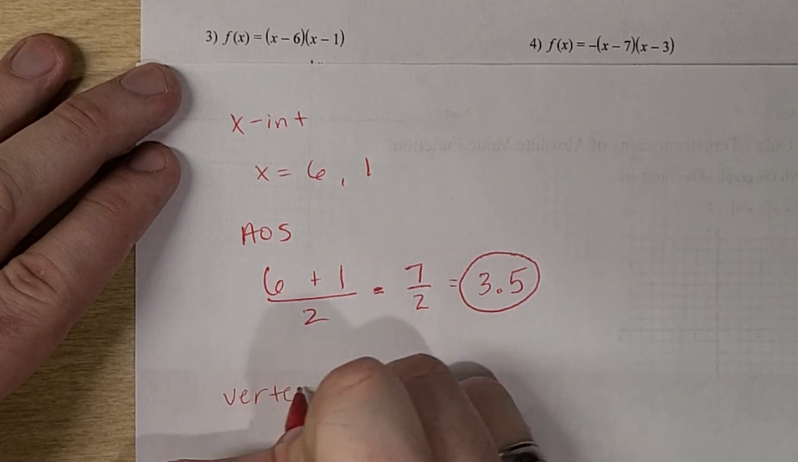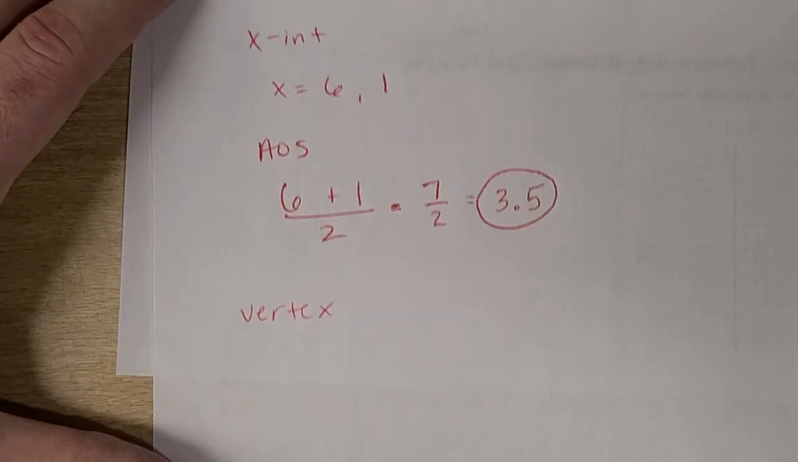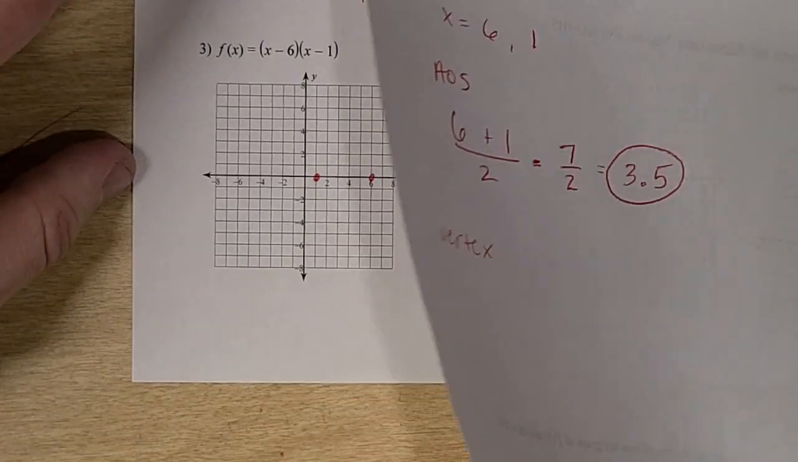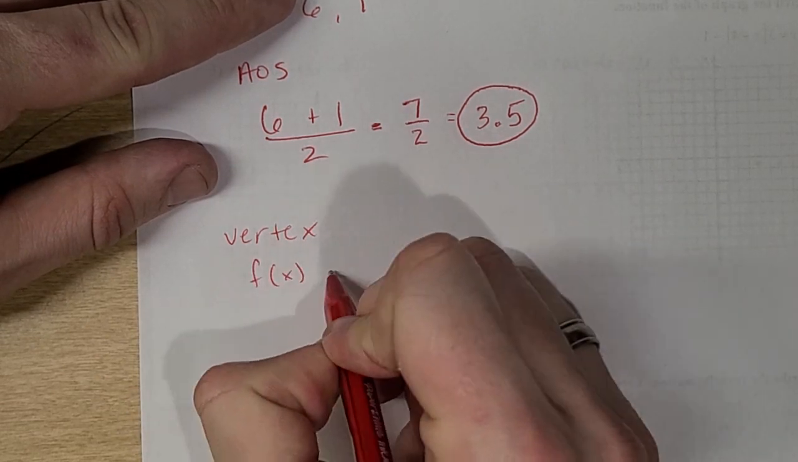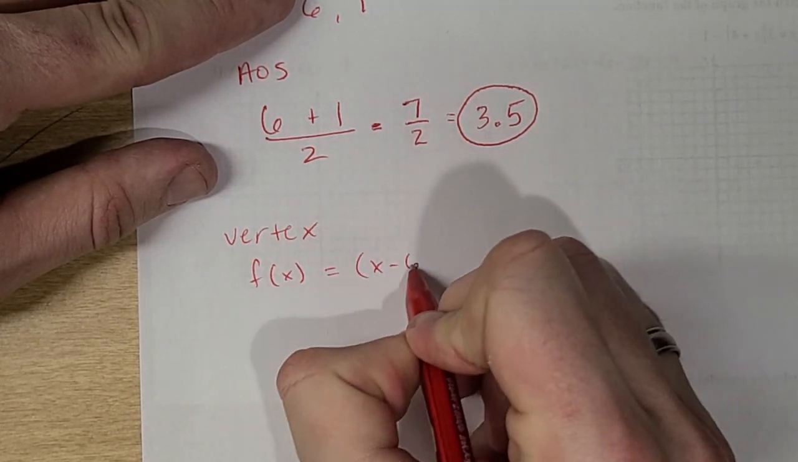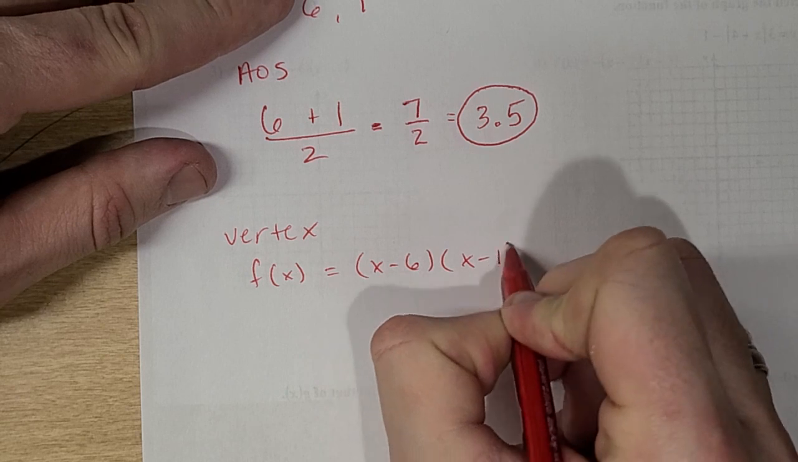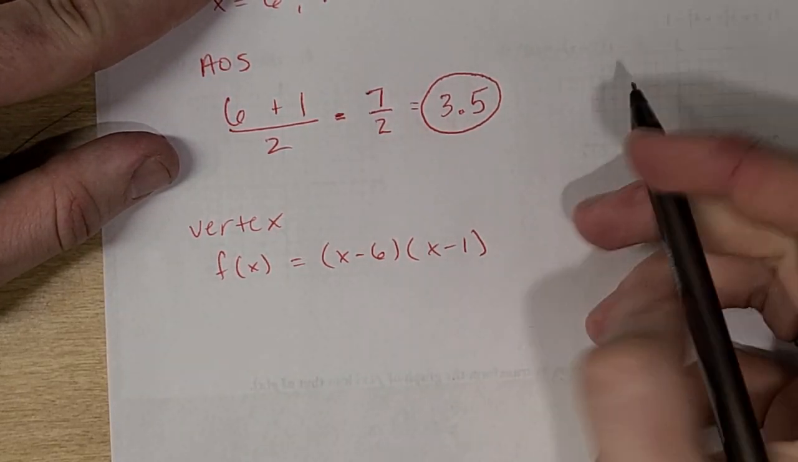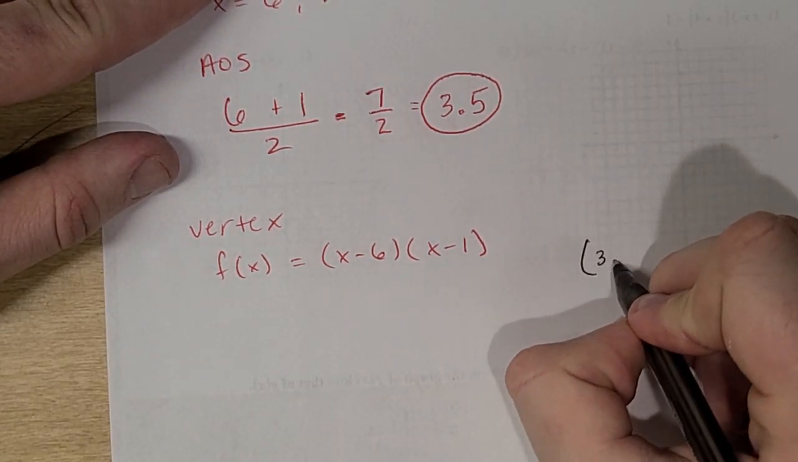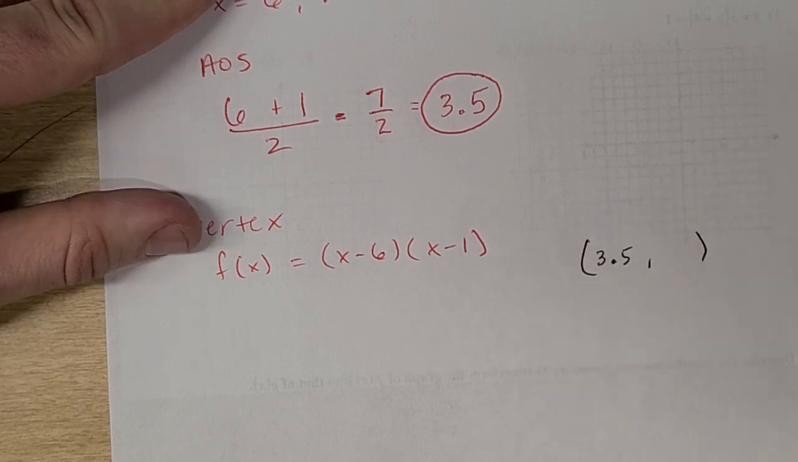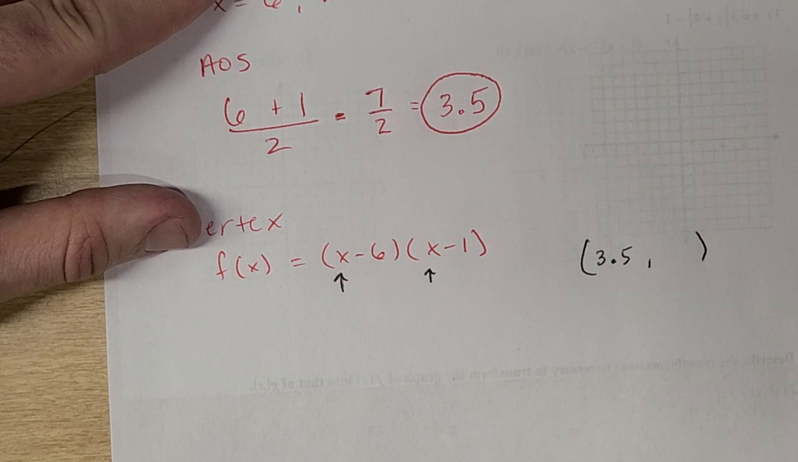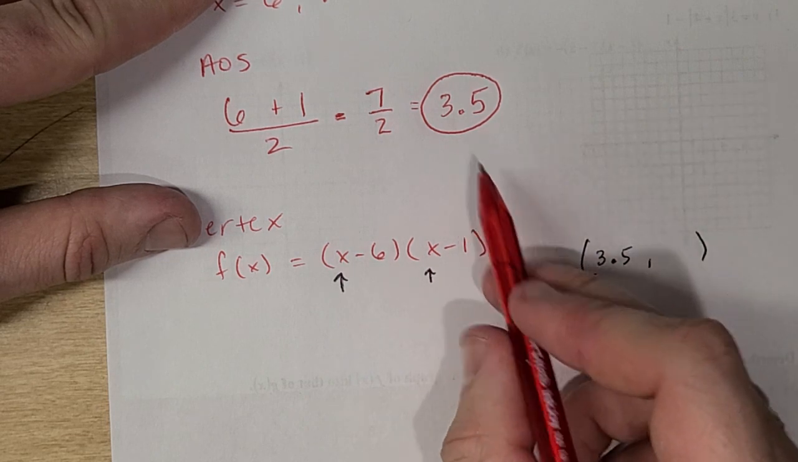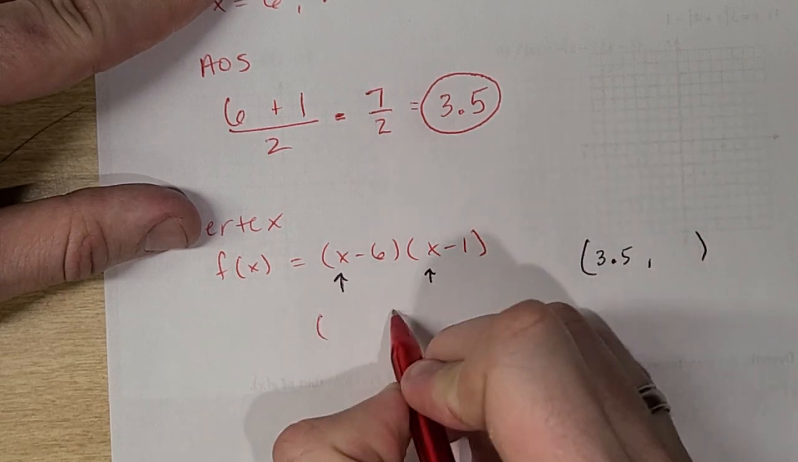All right, now we're trying to find the vertex. That's the last thing that we need to do here. And this is just x minus 6, x minus 1. Again, for my vertex, we already have the x portion. The only thing we're looking for is the y portion here. So I need to take 3.5, we already figured that out, and I need to plug it in for my x's.